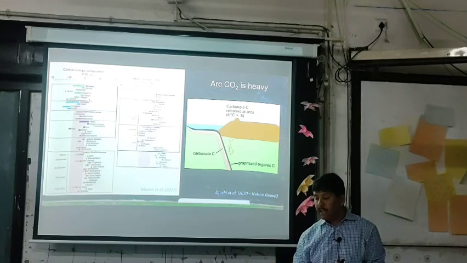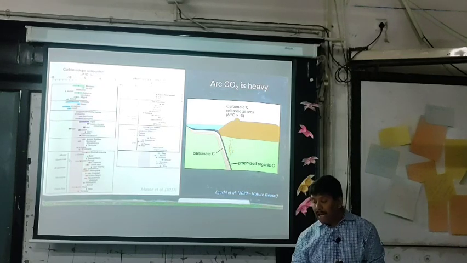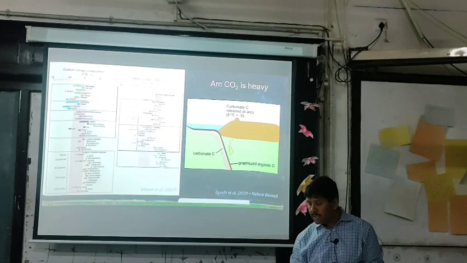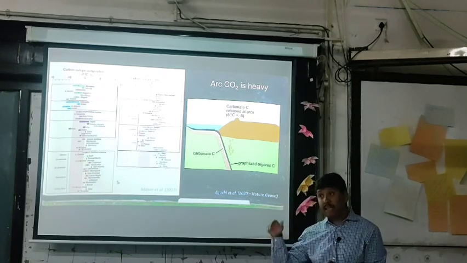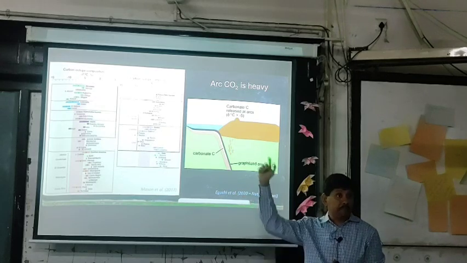If you look at, again, the carbon isotope composition of arc emissions today, the pink band here is showing the carbon isotope value of the background mantle or mid-ocean ridge emissions. But compared to that, all these symbols, all these names are subduction zones or arc volcano CO2 emissions. And as you can see, they are all heavier than this background mantle band, suggesting that it is indeed carbonates coming from the slab.